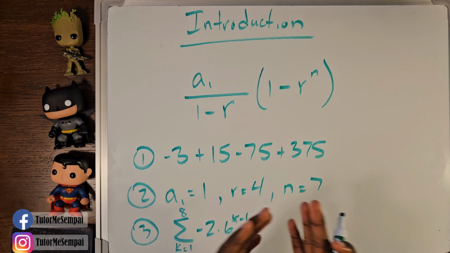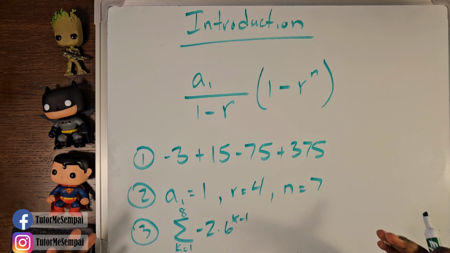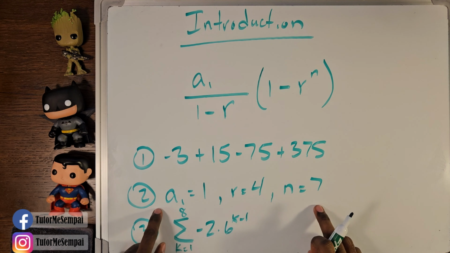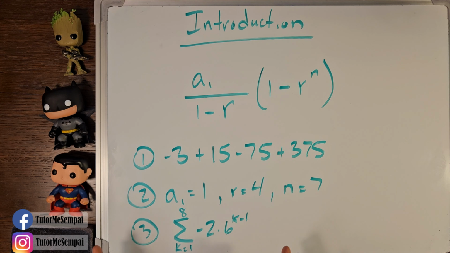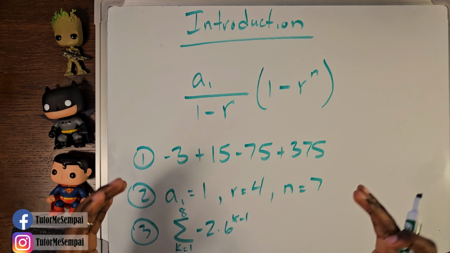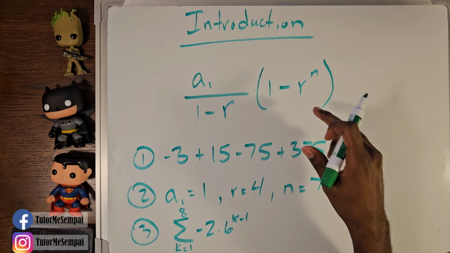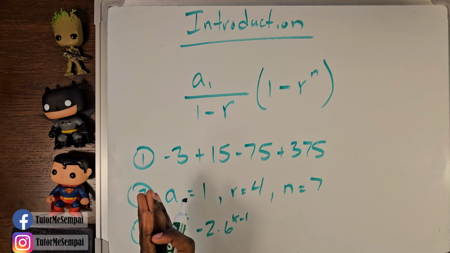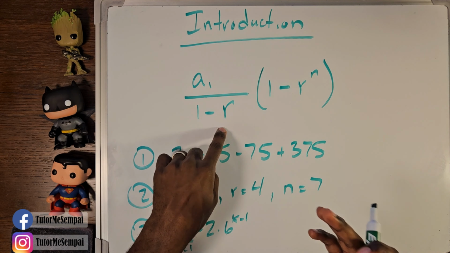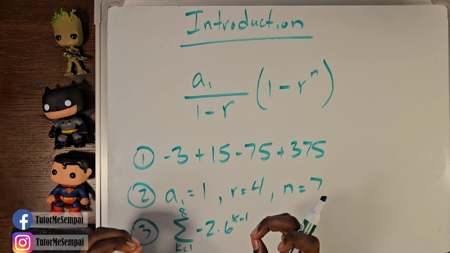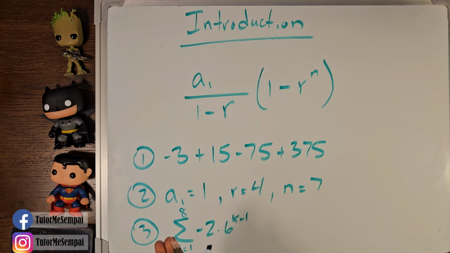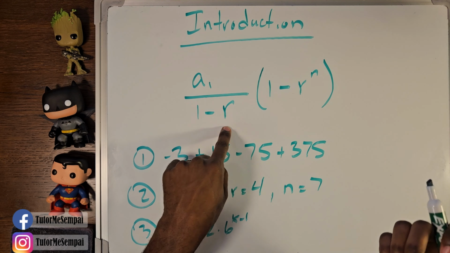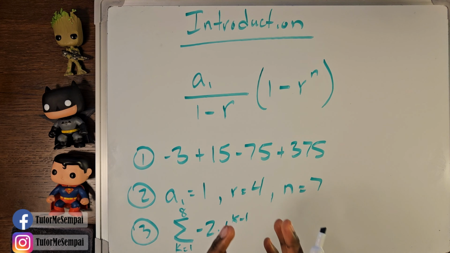However, when asked to evaluate your geometric series, you may be asked in a few different flavors. You can have the entire series written out like this, you can have some information about your series written out like this, or you can have it in sigma notation. It doesn't matter which flavor you get, you can still use this formula to evaluate your geometric series. The main thing you need to remember is to find the 3 components of this formula, and if you can do that, then you can plug them in and get your answer. Remember, you need your a sub 1, your first term, your r, your common ratio, and your n, the number of terms you have in your series.